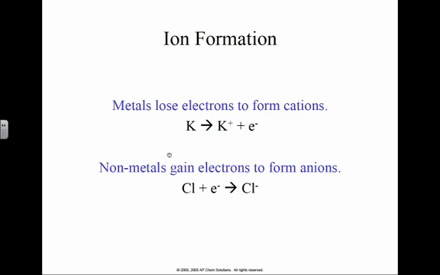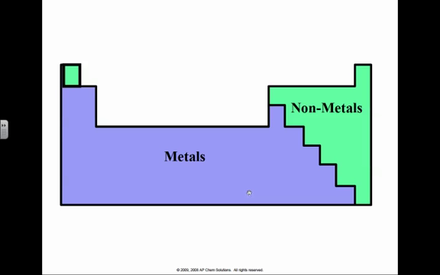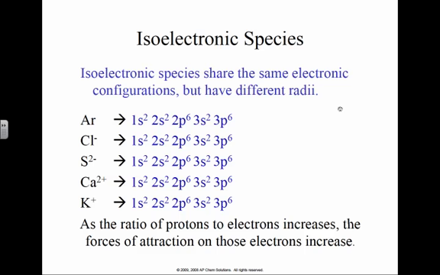Ions. I've got cations and anions. Remember, cations are positive. Why? Because they lose an electron. Nonmetals tend to gain electrons. Those are called anions. Metals are here, nonmetals are there. Okay? All of these right here are called isoelectronic.